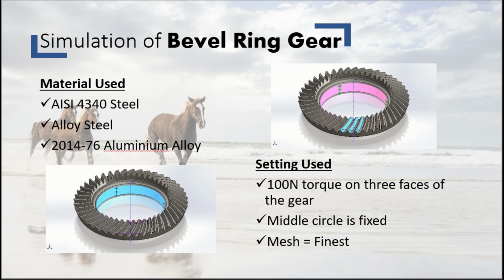the materials that we use in this simulation are AISI 4340 steel, alloy steel, and 2014-T6 aluminum alloy. The setting used is 100 Newton torque on 3 faces of the gear, which simulate the faces that contact with the pinion gear. And then, the middle circle is fixed. The mesh used in this simulation is the finest mesh. Let's see the simulation result of the bevel ring gear.